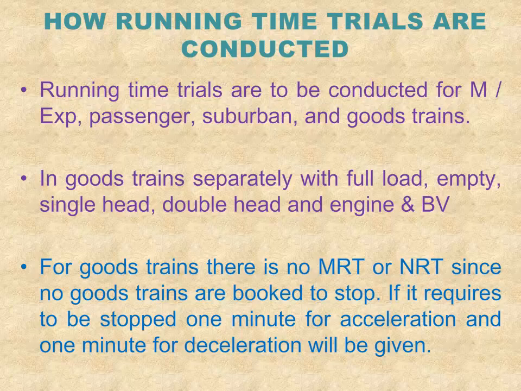How are running time trials conducted? Running time trials are to be conducted for mail express, passenger, suburban and goods trains. For goods trains, separately with full load, empty, single head, double head, engine and brake van. For goods trains, there is no minimum or normal running time, since no goods trains are booked to stop. If it is required to stop, 1 minute for acceleration and 1 minute for deceleration will be given.